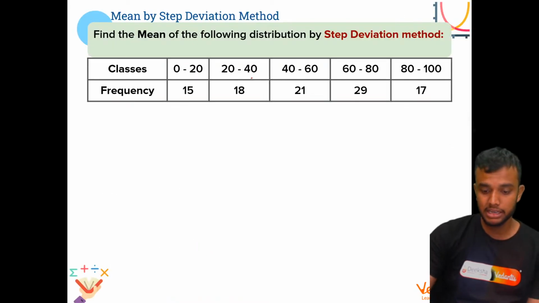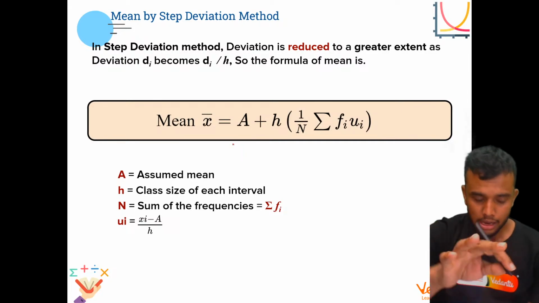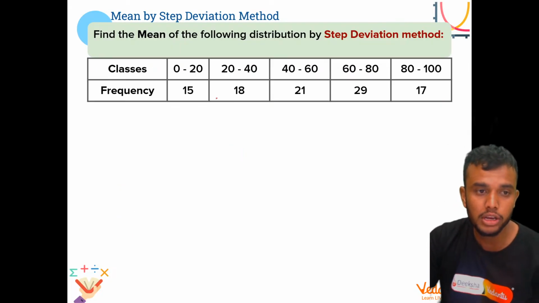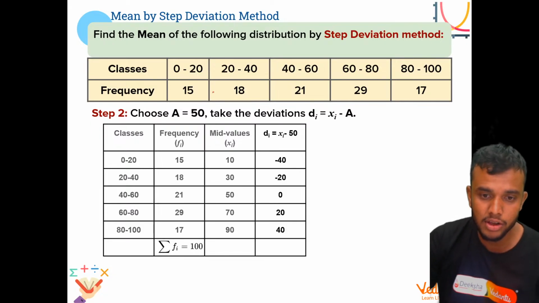Then the step deviation method is not in our syllabus, but let's also learn it, students. In this method, first we do the same as before: the xi value, fi value, di value.